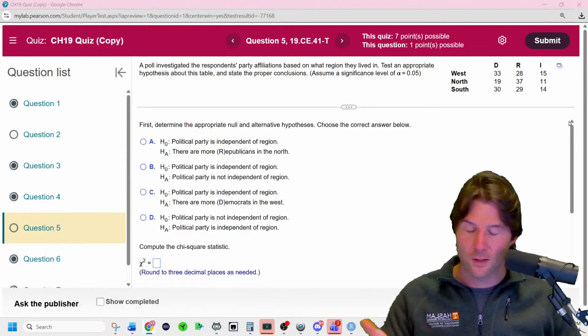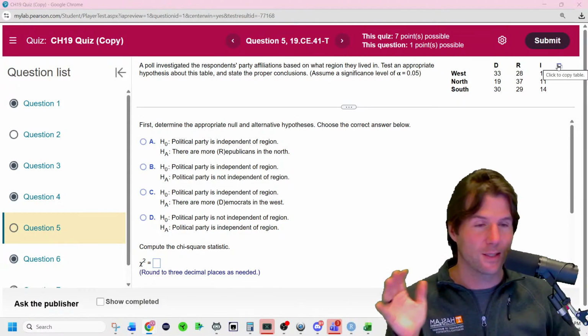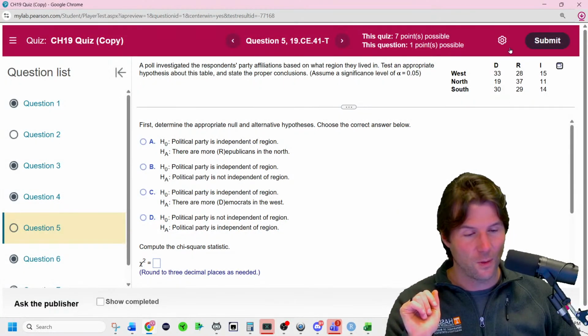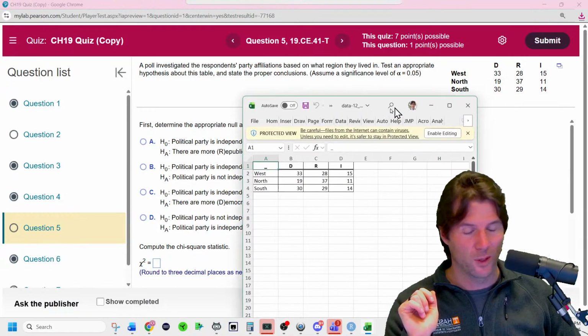Okay, we're not even going to look at their questions. We're just going to do the chi-square test of independence because we can do this without my Pearson prompting us. So we're going to copy this over into Excel. We're going to open up Excel right there. And here it's on the other screen. And we'll bring it over.